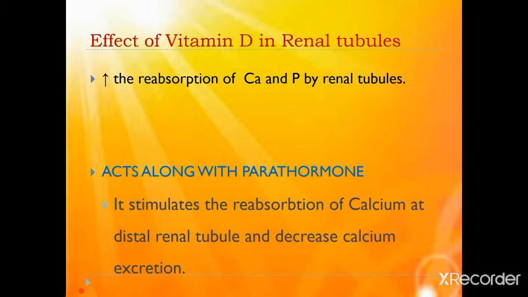Next one is in the bones. It increases the mineralization. Calcium and phosphorus are added onto the bones, so it increases the mineralization in the bones. Next one is in the renal tubules. Calcium and phosphorus are reabsorbed from the renal tubules, so that they are not excreted through the urine.